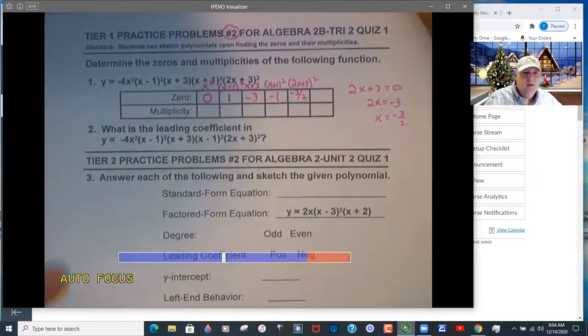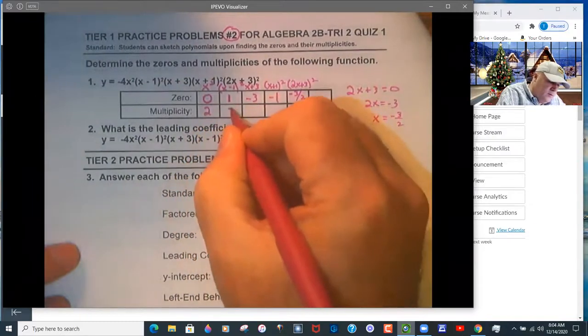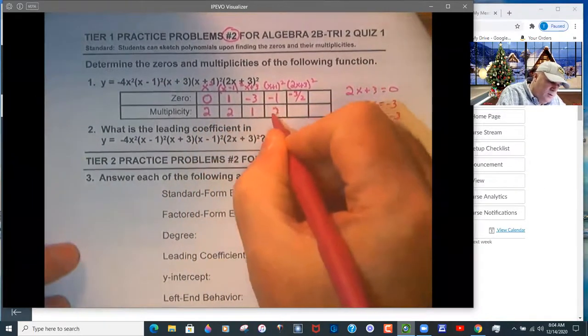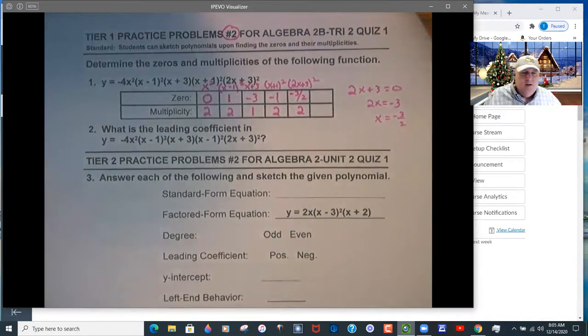Then next, you want to know what the power is on those factors. So 2, 2, 1, 2, and 2. I think on the answer key I didn't go left to right, but it doesn't matter. Just get them in there, and that's all I want to know. So again, multiplicities are the powers on the factors. And the relationship between the factors and the zeros is something we've done a lot of in the first trimester.